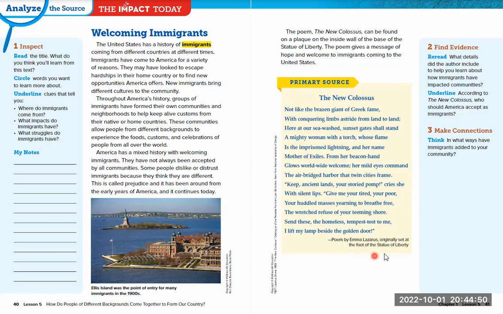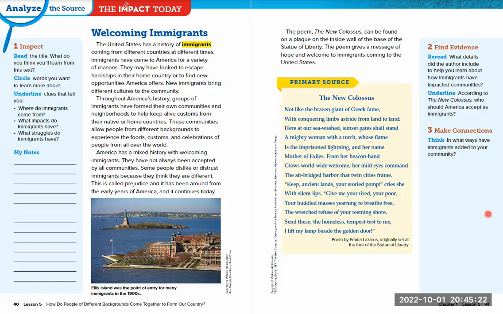This poem was by Emma Lazarus, and it was originally set at the foot of the Statue of Liberty. So from there, we're going to be rereading for whatever details you can find that the author included to help you learn more about how immigrants have impacted communities. And then you're going to be underlining how the poem, The New Colossus, says who America should accept as immigrants, based on this primary source. The last thing you're going to be doing on these 2 pages is think of what ways immigrants have added to your community.